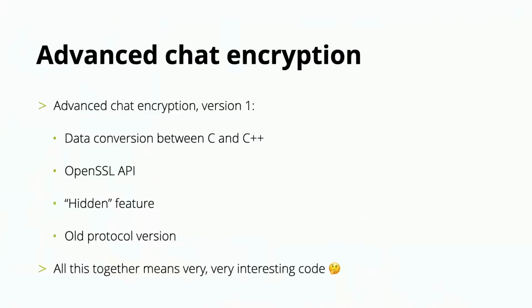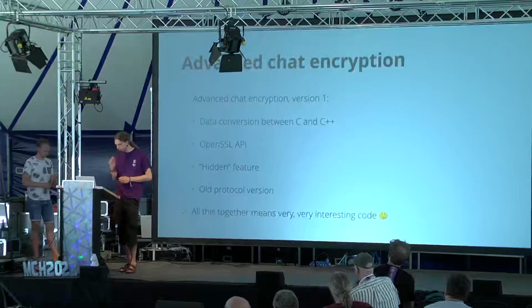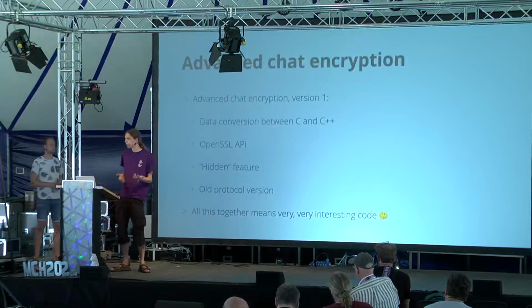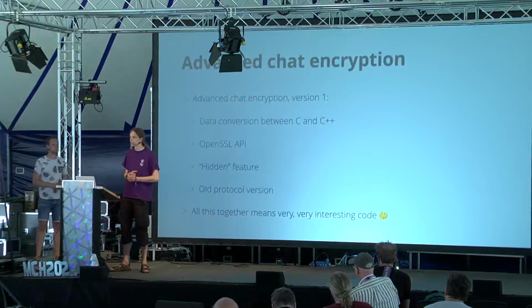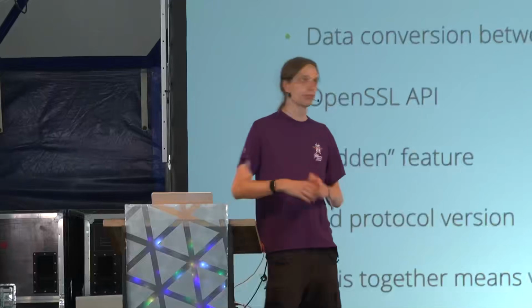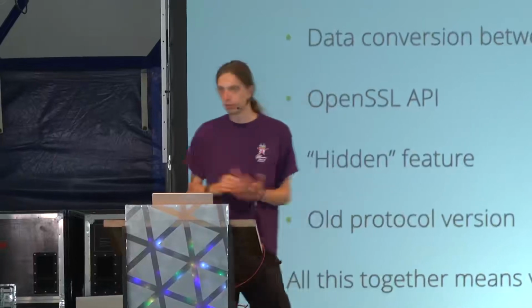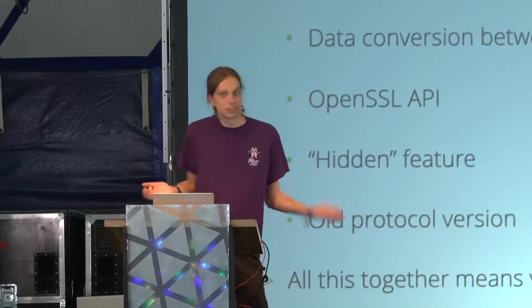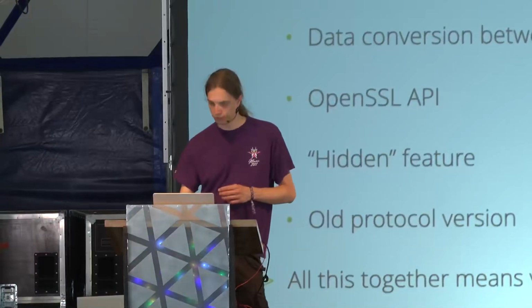Because it's a conversion between C++ and C. Most of the Zoom custom code is C++, and it had to be converted to C for the OpenSSL API. OpenSSL is, of course, open source, so we can easily read the documentation or even the source code for it. And it's a relatively hidden feature that many people don't know about, so probably developers don't care about it as much either. And then we have an older version even of that protocol. So yeah, probably nobody really looks at that part of the code, but that means that it's very interesting code for us.